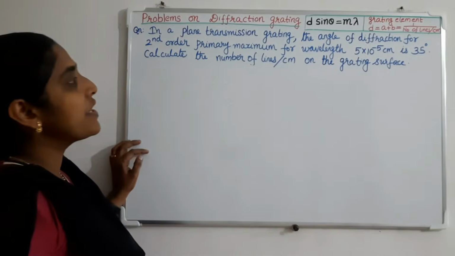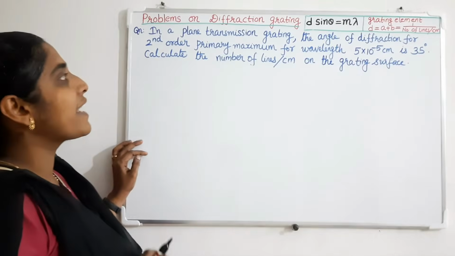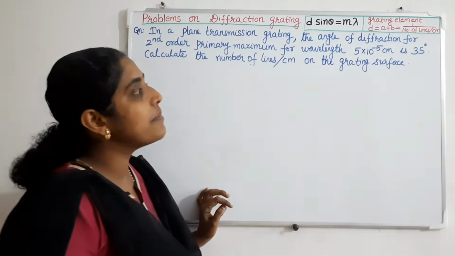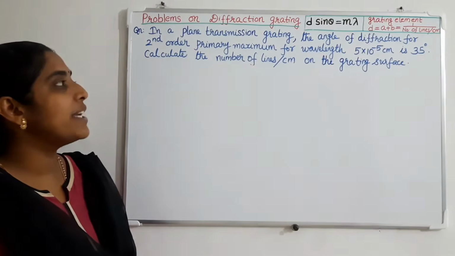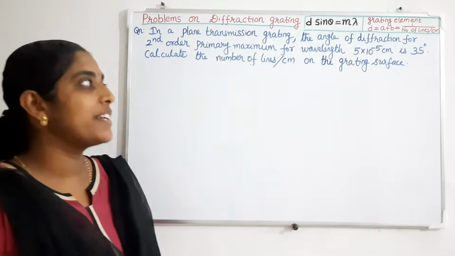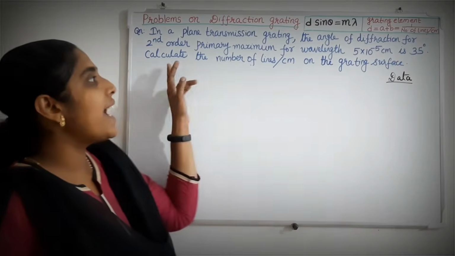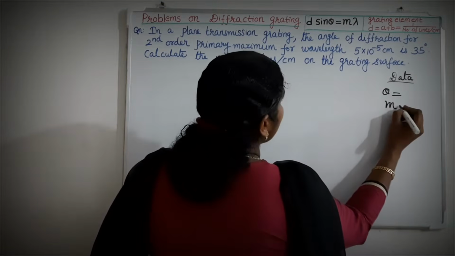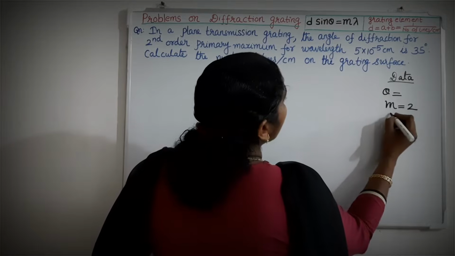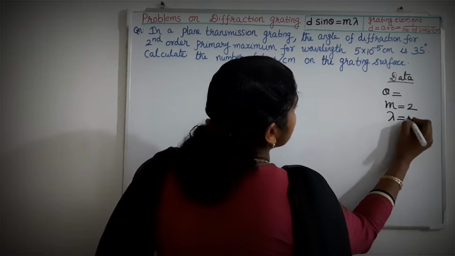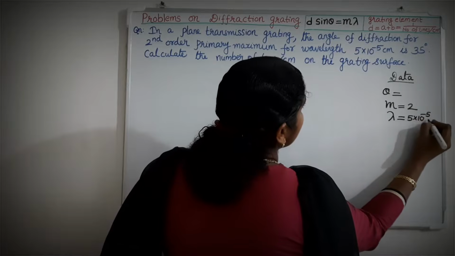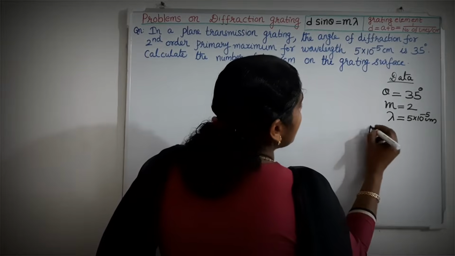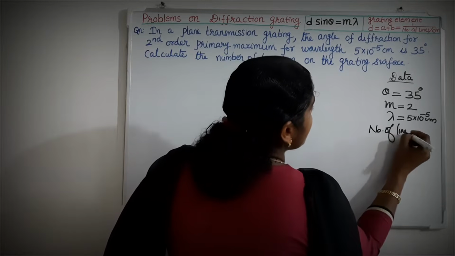In a plane transmission grating, the angle of diffraction for second order primary maximum for wavelength 5 into 10 raised to minus 5 centimeter is 35 degrees. Calculate the number of lines per centimeter on the grating surface. That is, m equals 2, lambda is 5 into 10 raised to minus 5 centimeter, and theta is 35 degrees.